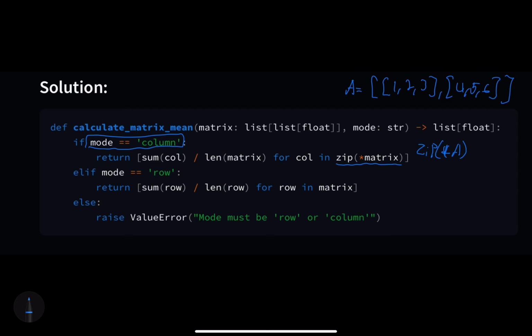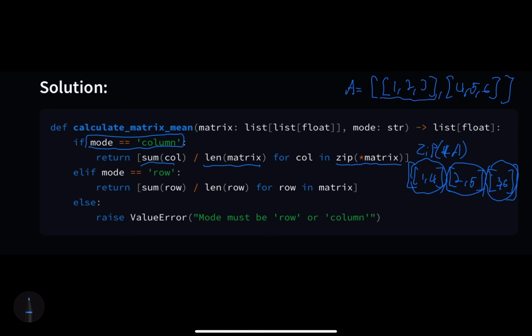That would basically be 1, 4, so it'd be like this, 1, 4, 2, 5, 3, 6. And now if we sum up the values in here and then divide it by the length, as we did here and here, we would get the mean of this value, and then we would continue the loop and we go to this value and then finally to this value, and we would get the mean for each one of these.